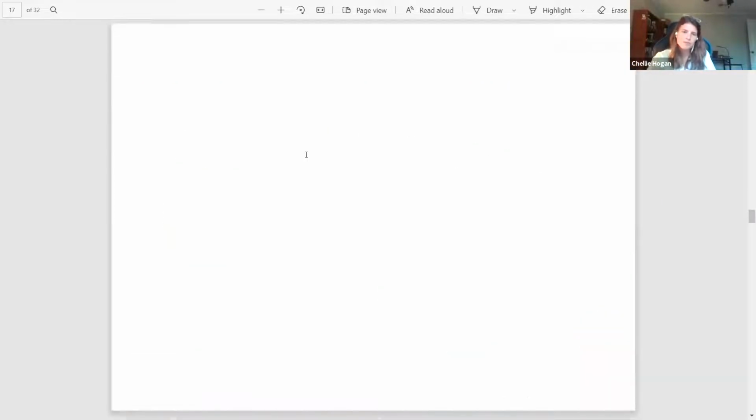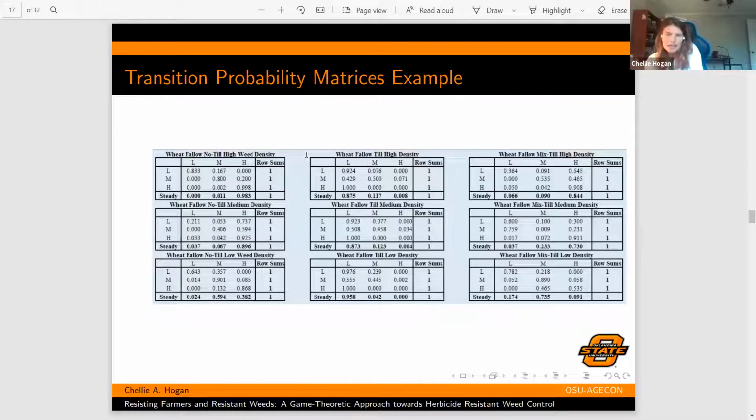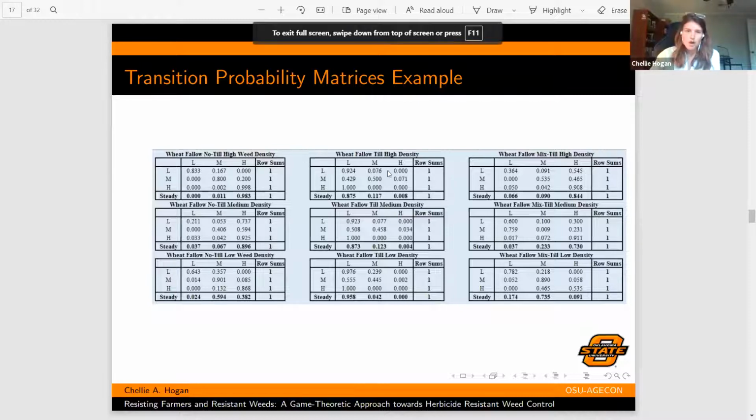And in terms of the probabilities, why do I need these transition probabilities? It's because the overall problem is stochastic. So we really have to model that uncertainty that a producer faces in terms of these changing weed infestation levels. From the data that you've used to create that graph, I can calculate these transition probabilities, and I'll walk through an example to show how these read.